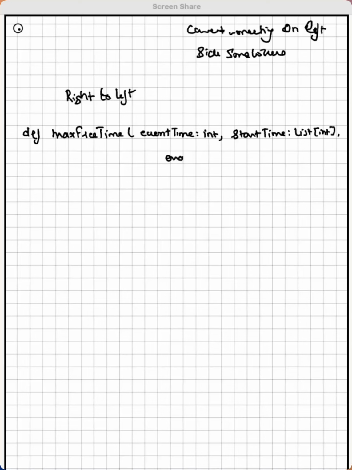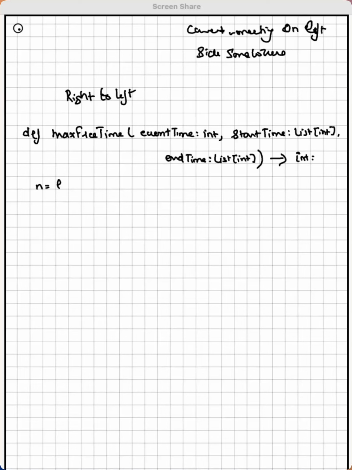Okay, I also get end time, which is a list of int. And then what I have to return is the size of the maximum free window possible. So that would be an integer.